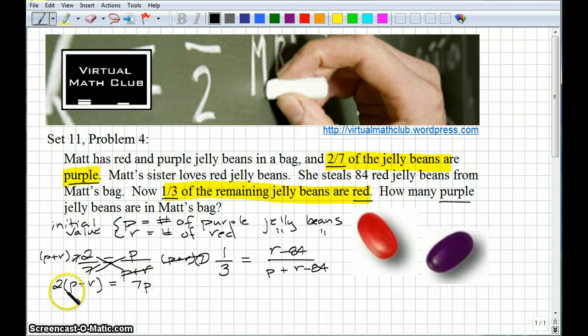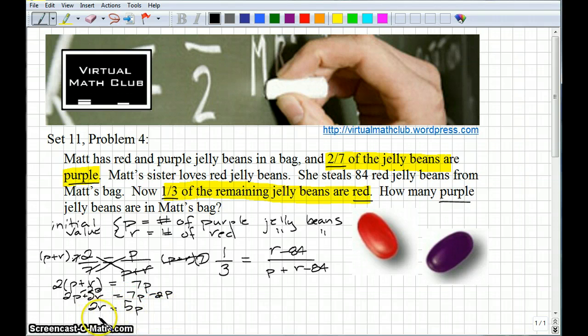Then we can simplify this further. If we multiply through by 2, that gives us 2P plus 2R is equal to 7P. We have P here and P here, so let's subtract 2P from both sides. Then we get all of the numbers involving P on one side. 2P minus 2P is 0, so we're left with 2R is equal to 5P.